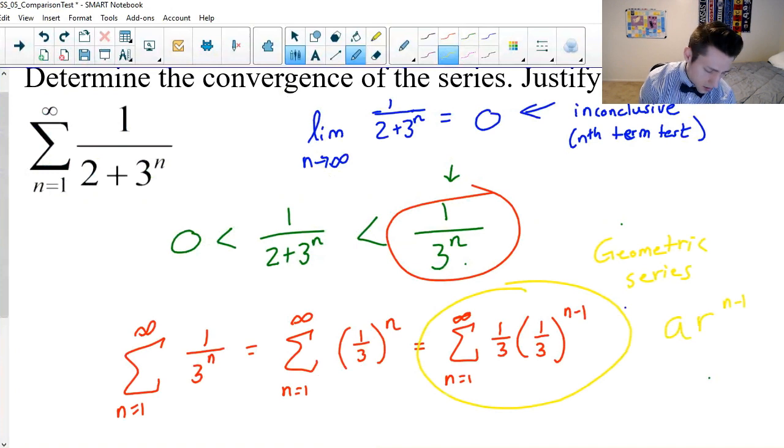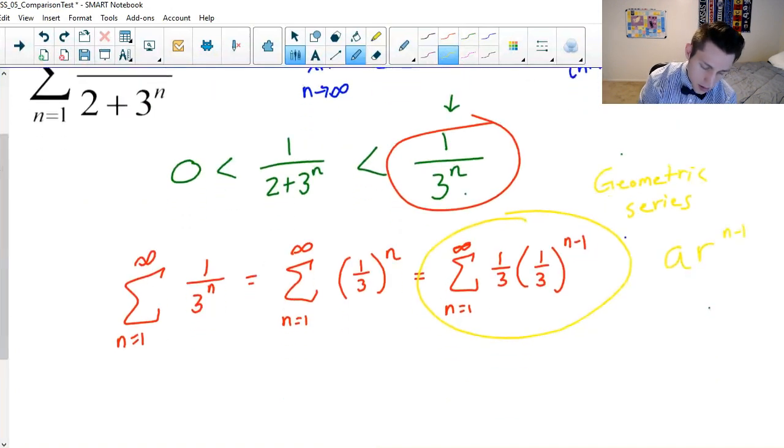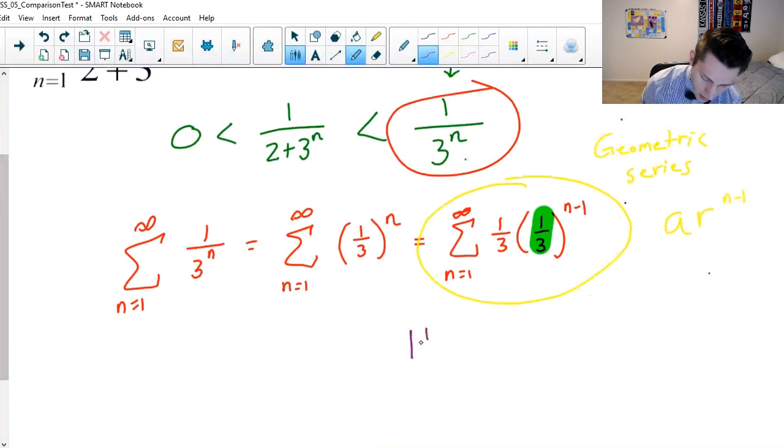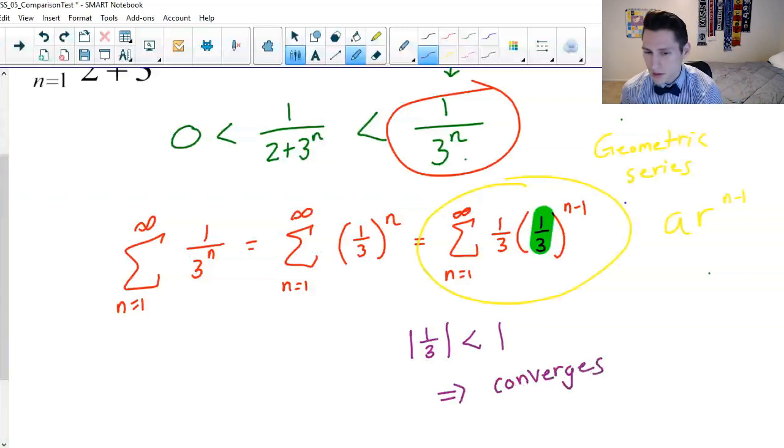So now I just need to think back to my geometric series test. The geometric series test tells us just look at what R is, and more specifically, look at the absolute value. So the absolute value of 1/3 is less than 1. So it converges. Right? If R is something that is less than 1, then it'll converge.